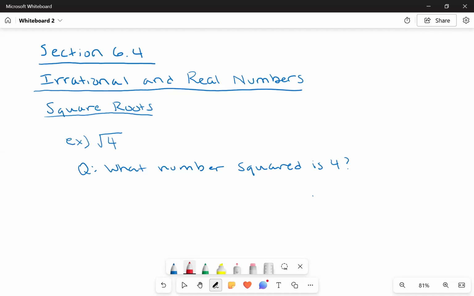For example, let's find the square root of 4, which means what number squared is 4? And I hope that you immediately know that's 2, because 2 squared, or 2 times 2, is 4. Technically, there is another answer that works. Technically, -2 squared is also going to be 4, because -2 times -2 is 4. But we never really consider the negative number when we take a square root.